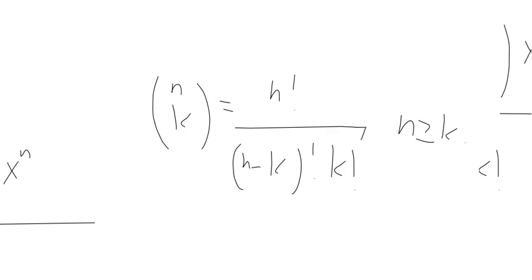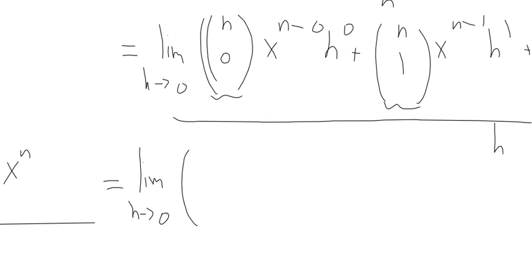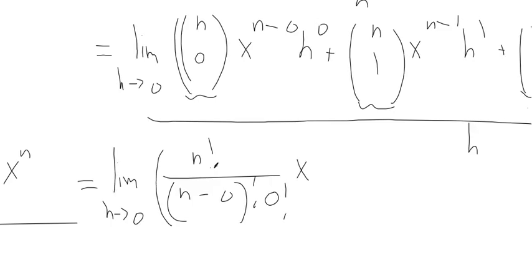So that's what this represents, from combinations. Then we're going to extrapolate more. So this is now going to be the limit as h goes to 0. n choose 0, let's see what that gives us. n choose 0 is going to be n factorial over (n minus 0) factorial, since k is 0 here, then 0 factorial, times x to the n.